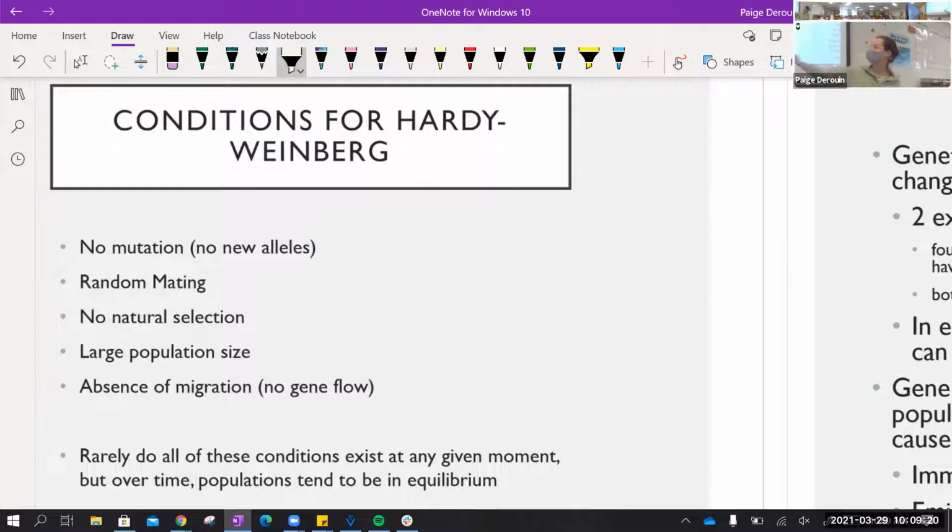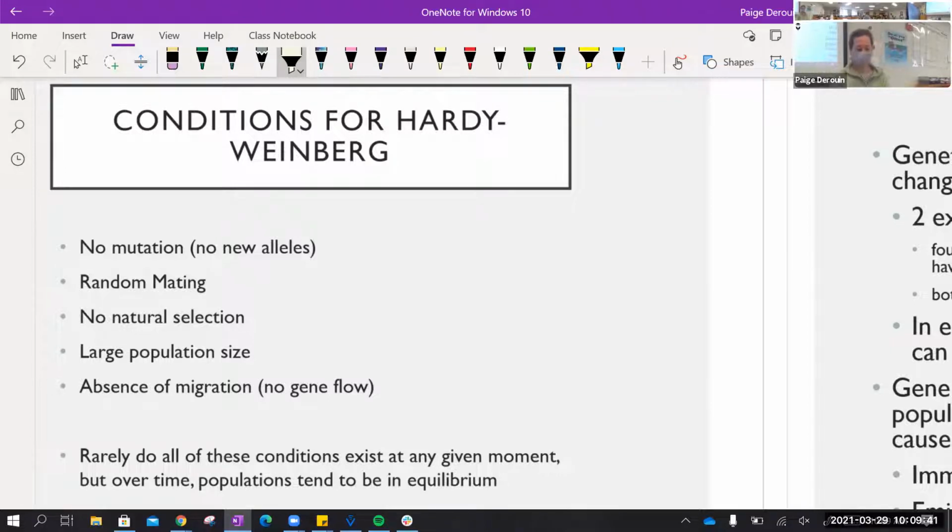So this bullet down here at the bottom is important: in real life, usually all of these conditions are not met, but over long periods of time, populations do tend to match up to the predictions of Hardy-Weinberg, which is pretty cool. What I want to do now is tell you about some times when these things are not met, and then we'll do a practice problem.